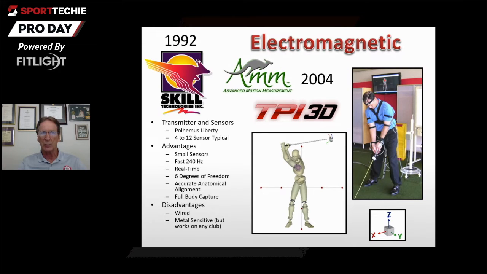The new company that we had at that time was called Advanced Motion Measurement. We started out in research, actually, with clinical biomechanics, gait analysis systems, reach and grasp, and different types of measurements. But quickly, once we met the Titleist Performance Institute guys, we gravitated towards golf.